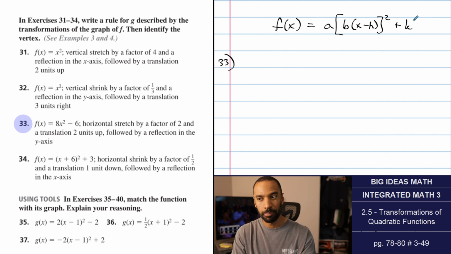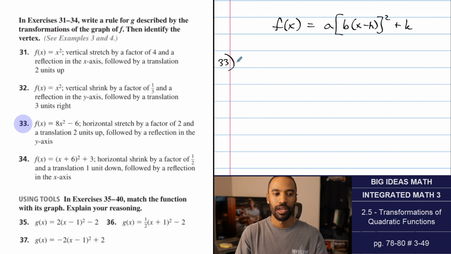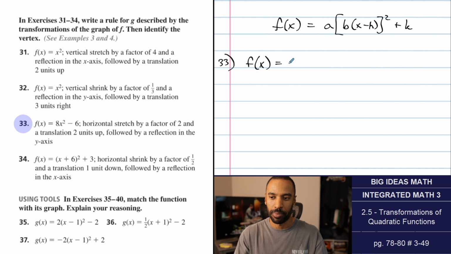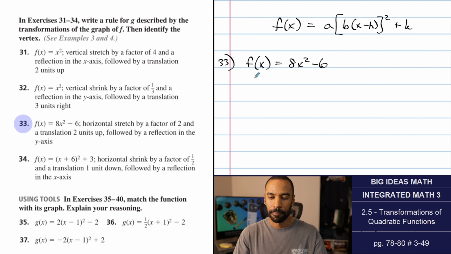They didn't really bring it up like this because you don't need this for vertex form. I'll show you how we can change it. Number 33. Oh, look, the original graph is not x squared anymore. Okay, this is going to take a little bit. F of x equals 8x squared minus 6. A little bit of a change. We're going to horizontally stretch by a factor of 2. That is b. Now the b value is not going to be 2. The b value is going to be 1/2.